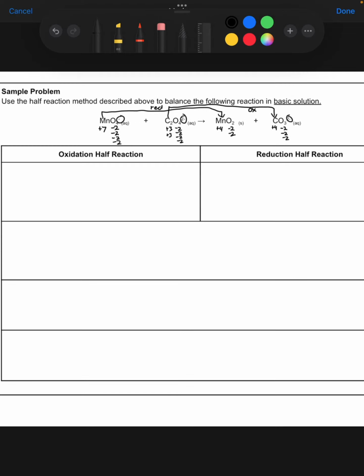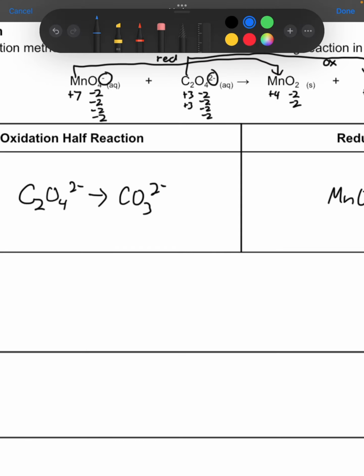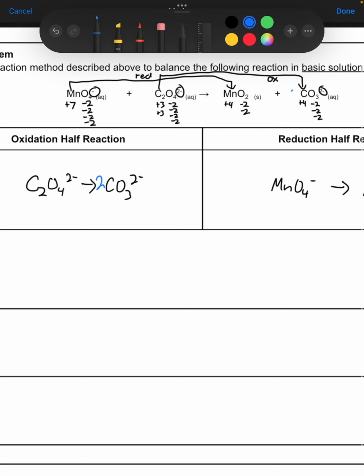Go ahead and rewrite my half reactions down here really quickly. I have my C2O4 2 minus yielding my CO3 2 minus on that side, and I have my MnO4 minus yielding my MnO2 on that side. Step 1 says to balance everything except for hydrogen and oxygen, so the only discrepancy that I have to deal with is this right here, my carbons being uneven, and so I put that 2 right down there. Next step is to go ahead and balance any discrepancies with my oxygens.